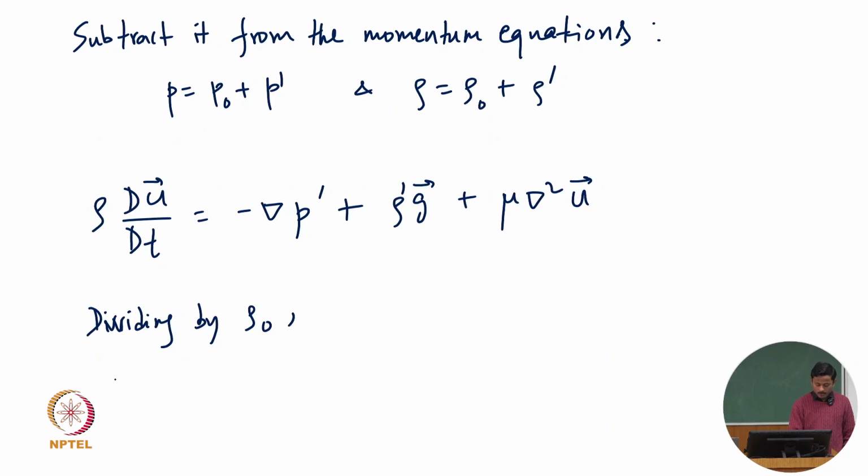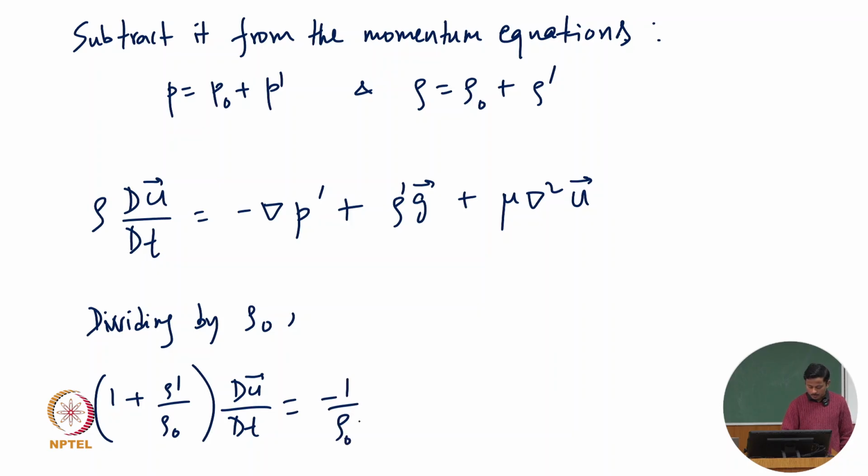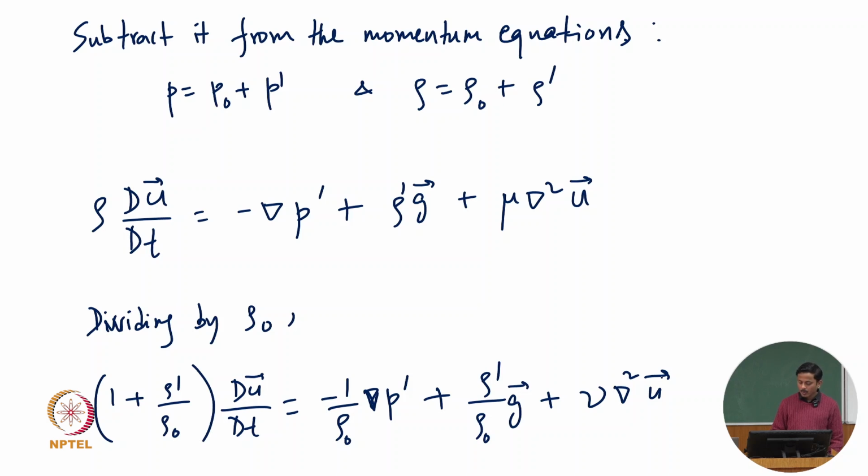So dividing by rho naught, remember rho equal to rho naught plus rho prime. So we have 1 plus rho prime by rho naught, times del u by del t, equal to minus 1 by rho naught gradient of p prime, plus rho prime by rho naught g, plus nu del square u, where if you recall, nu is the kinematic viscosity defined as the dynamic viscosity divided by a reference density. So nu is mu over rho naught.